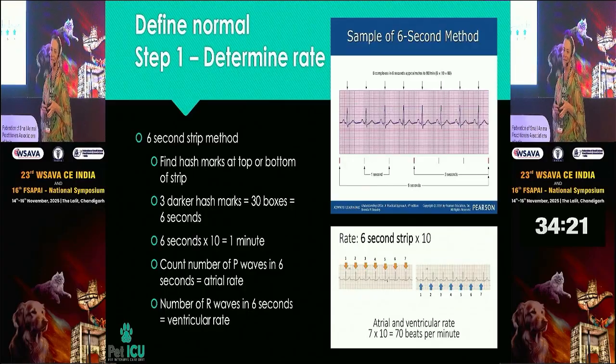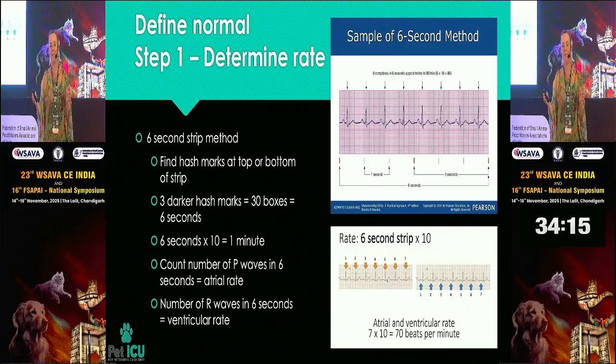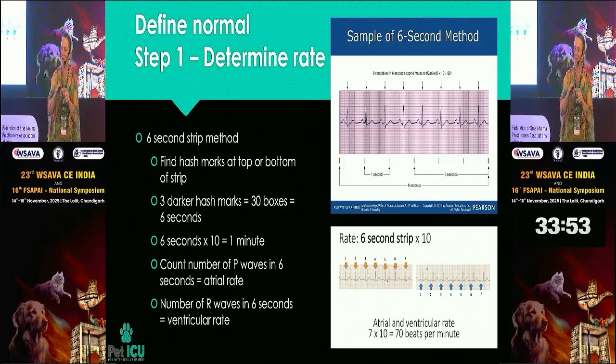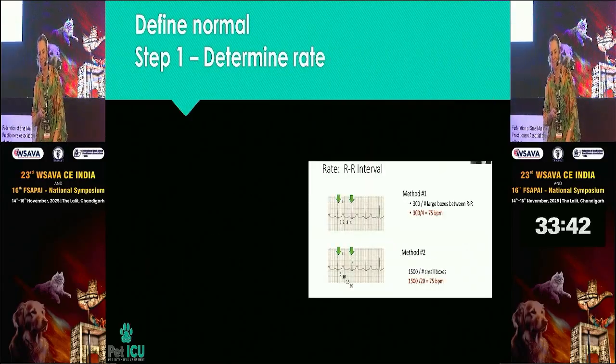So to determine the rate, there's a couple of different methods. A common one is to look at a 6-second strip and multiply it by 10. You've got to look at what speed your paper is running at. You're counting out 30 boxes, which is 6 seconds, and then counting how many P waves in 6 seconds, which gives you your atrial rate. In a normal sinus rhythm there's a P, QRST, so there's a 1-for-1 ratio. You've not got anything different happening. So those two should be the same, versus counting the R wave spikes, which gives your ventricular rate, in 6 seconds and multiplying by 10.